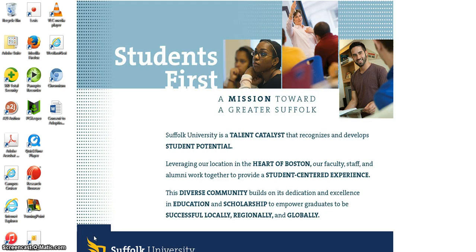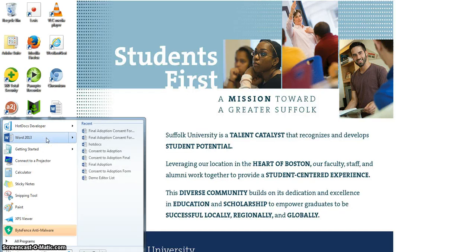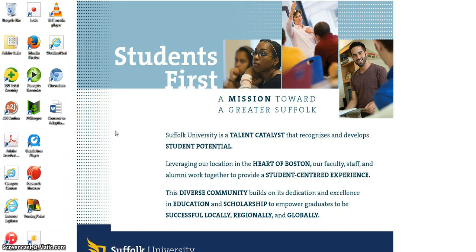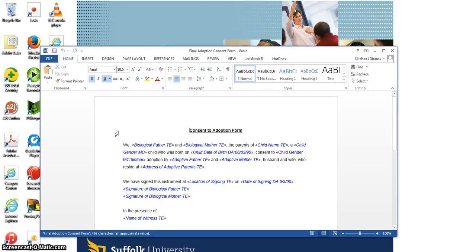The programs required today will be Microsoft Word and HotDocs. So first we start by opening Microsoft Word. Now I've already automated a document. I did an adoption consent form that I'm going to show you how to automate. It's already done, but I'm going to go through the steps that you should take if you want to automate a document. So you open up a document that you'd like to automate.